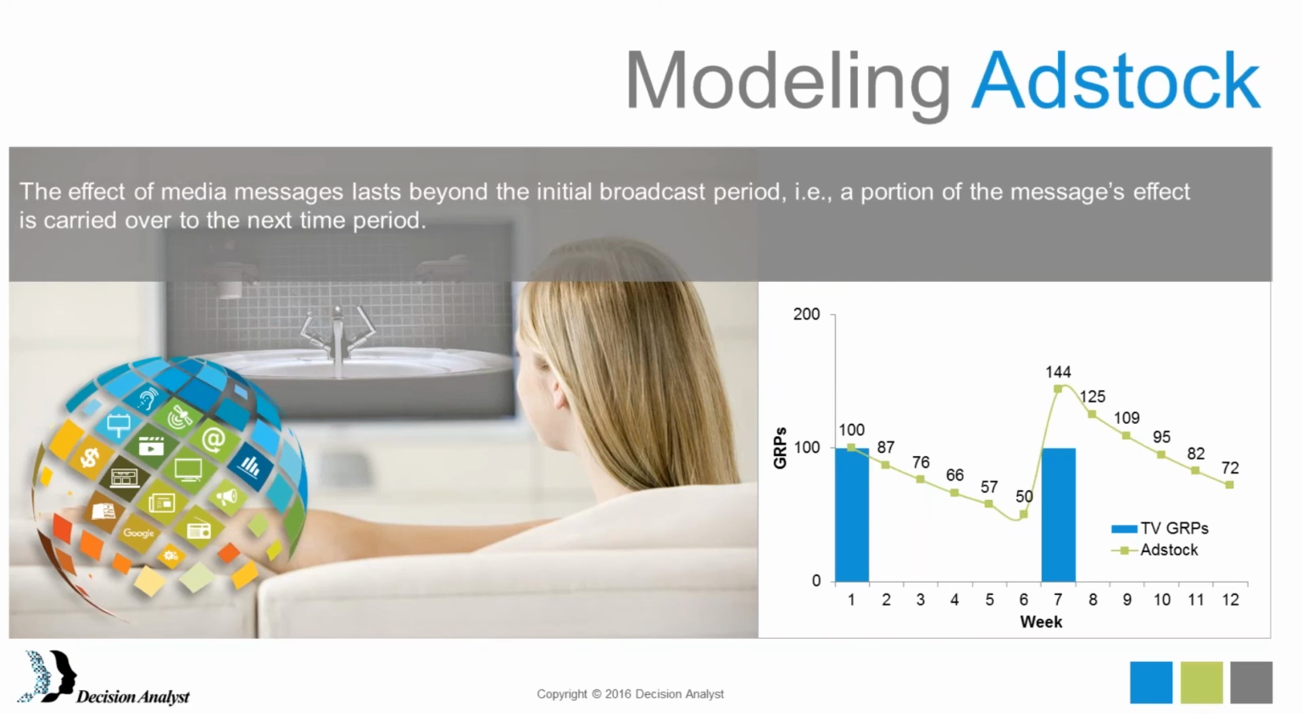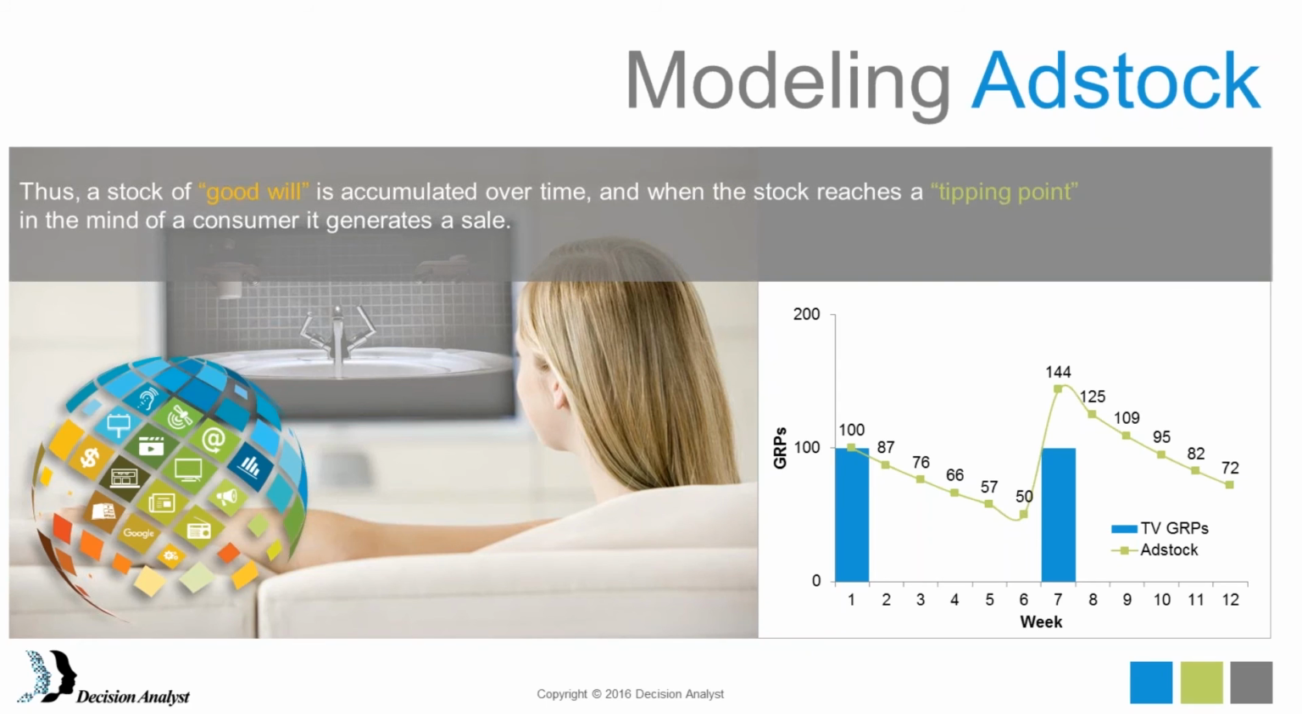And then in week 7, if we throw out another 100 GRPs, then we get the impact of that 100 GRPs plus the impact of the 100 GRPs from 7 weeks ago added to that, and that's called the ad stock. And basically, this is a stock of goodwill that's accumulated over time. The idea is that when this stock of goodwill, created by the advertising, reaches a tipping point in the mind of the consumer, it generates a sale. So advertising this week and then later on uses the previous advertising, and the combined effect may hit that tipping point and generate a sale.